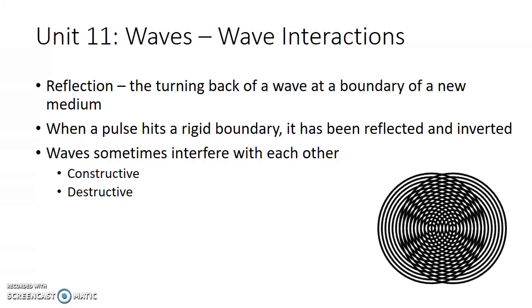Waves and wave interactions. Reflection, which is the turning back of a wave at a boundary of a new medium. When a pulse hits a rigid boundary, it has been reflected and inverted. Waves sometimes interfere with each other, which is constructive and destructive.